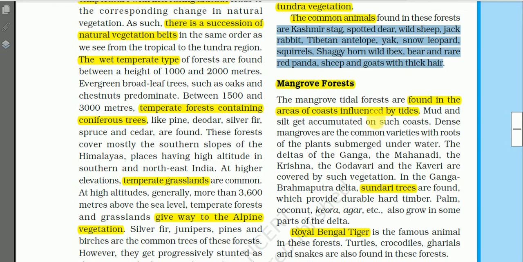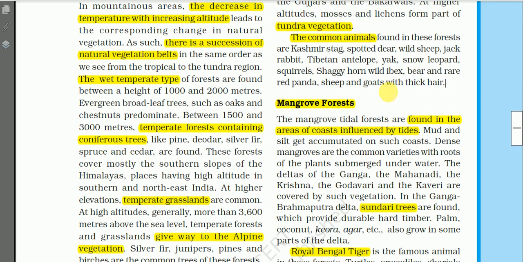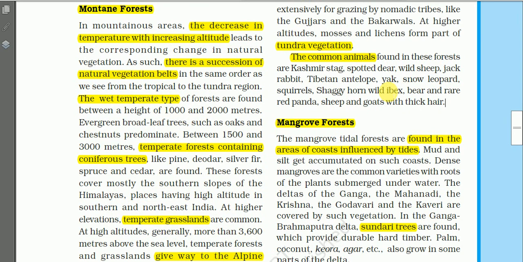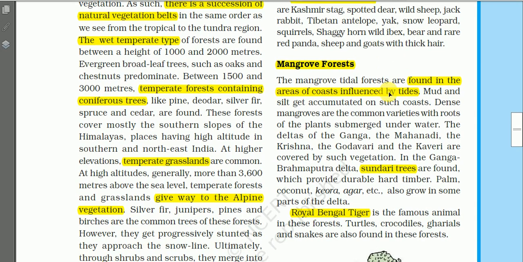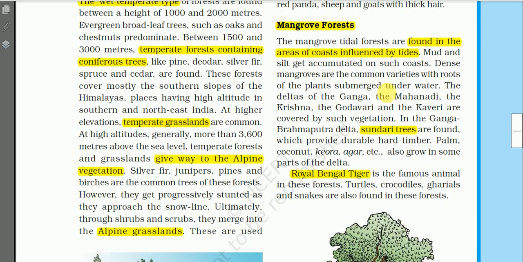Any question from your side, boys and girls? So this is about a mountain forest with these common animals. Next we have the last type of vegetation, that is mangrove forest.